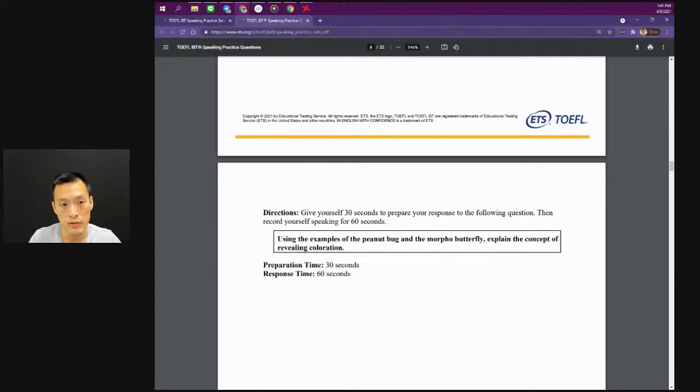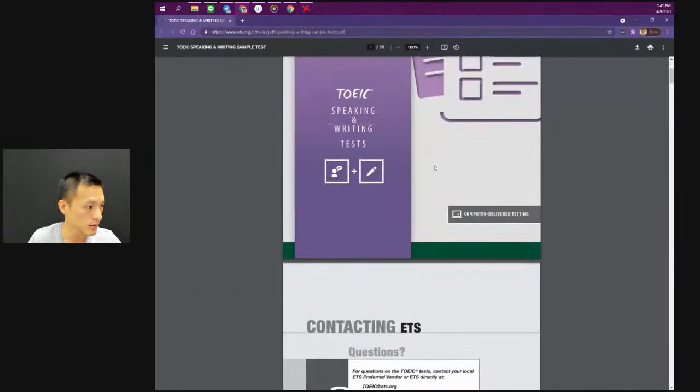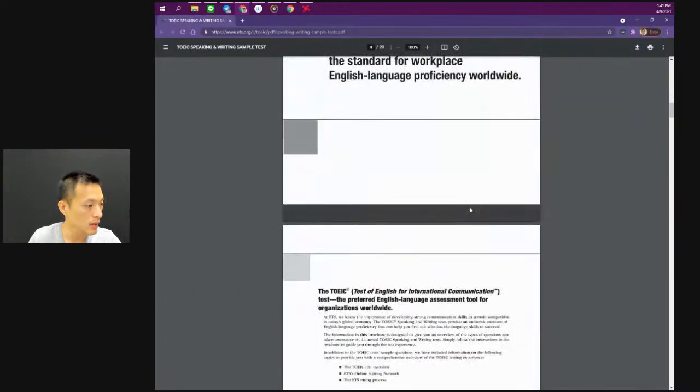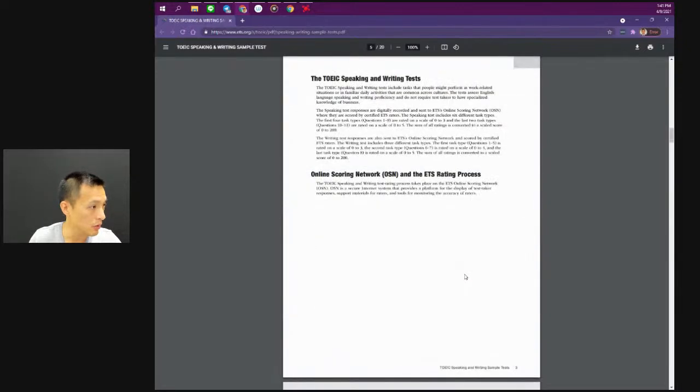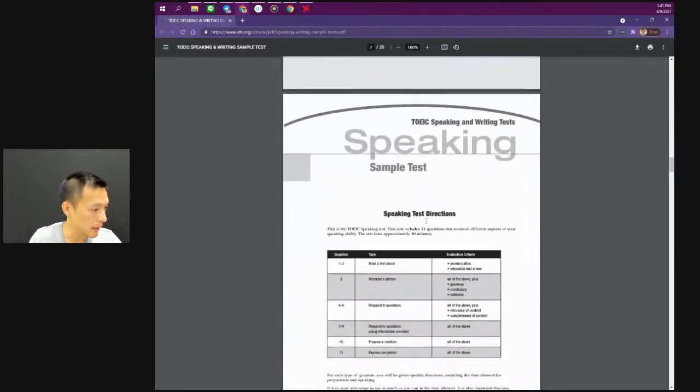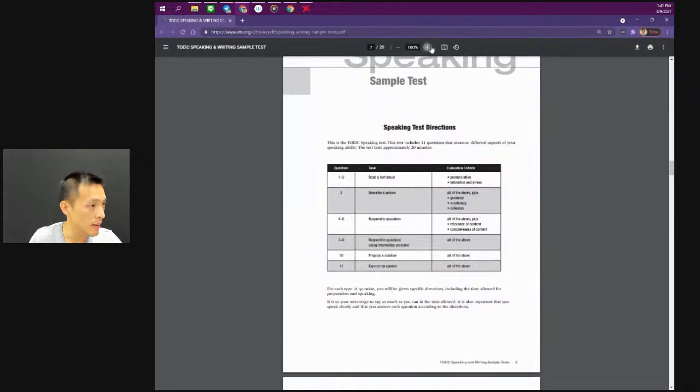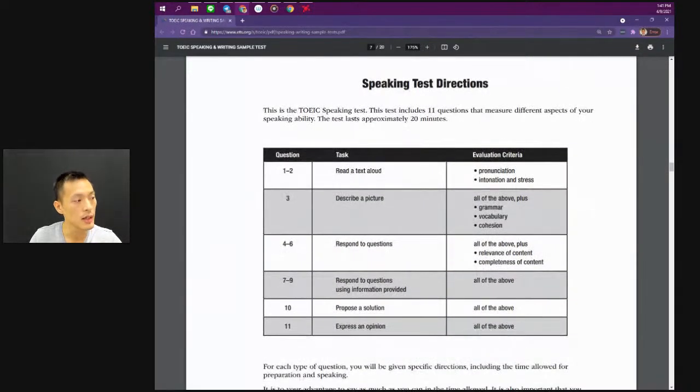Why do I go into lots of details on this? Because here's the fun part, right? TOEIC. Let's look at TOEIC, right? Here's the TOEIC speaking test example. Right. And in TOEIC, it's almost the same manner. So you just have more questions, right? So you have 11 questions total.